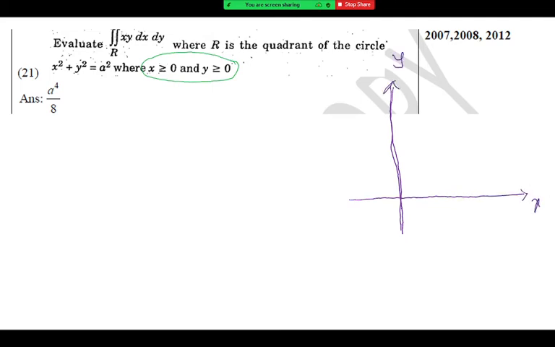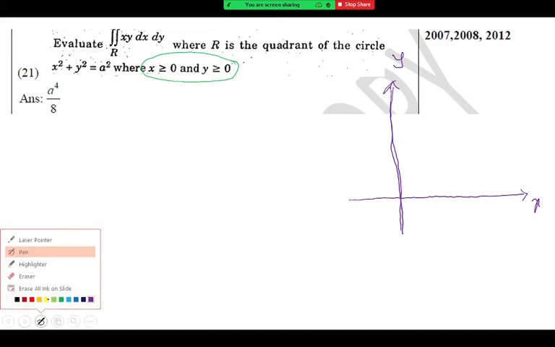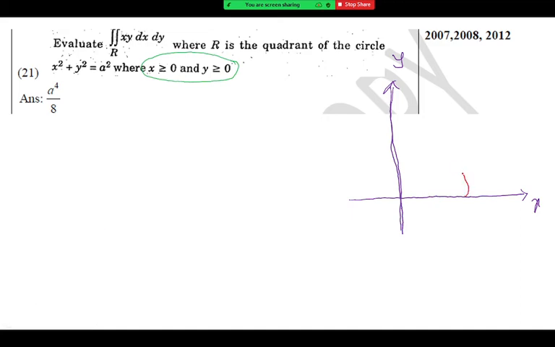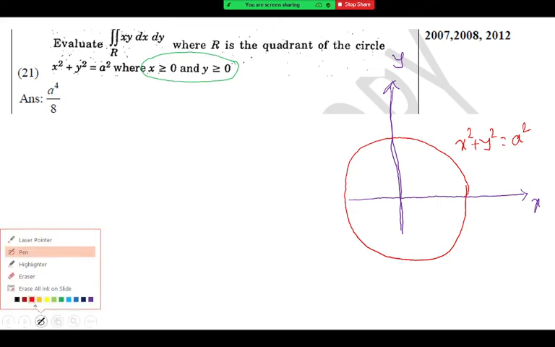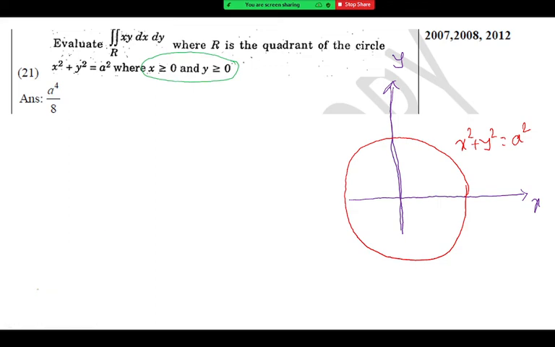But we are given x square plus y square equal to a square. That circle is given. So if we draw the circle like this, say x square plus y square is equal to a square. Can you tell me, x is positive, y is positive, so in which quadrant should we have the region of integration? So first quadrant only. Your region of integration should be only the first quadrant, because it is written x is positive. It is a quadrant of a circle, where x and y are positive.